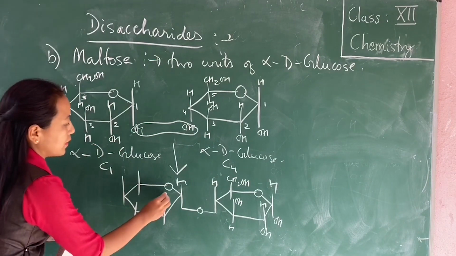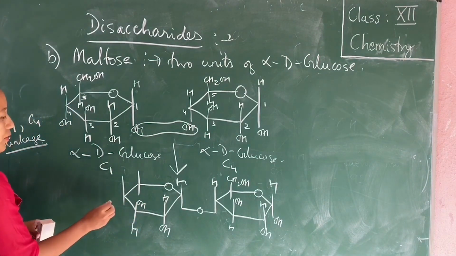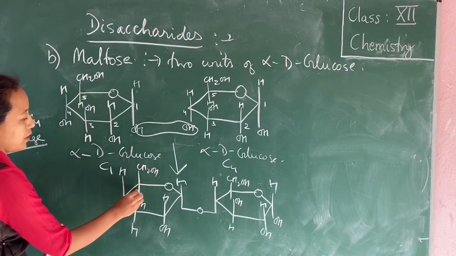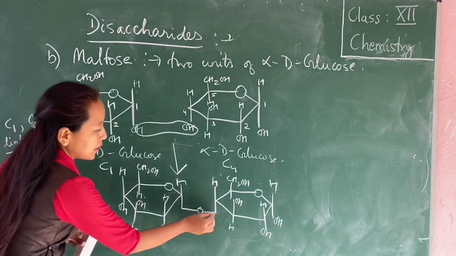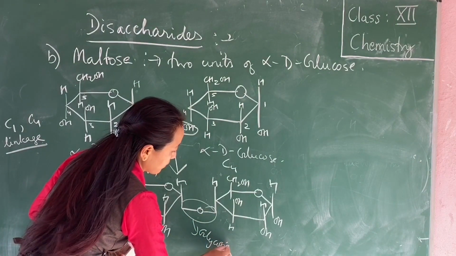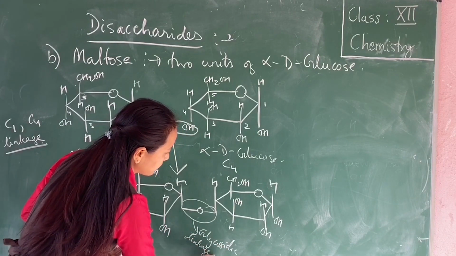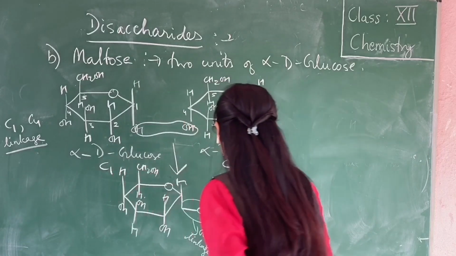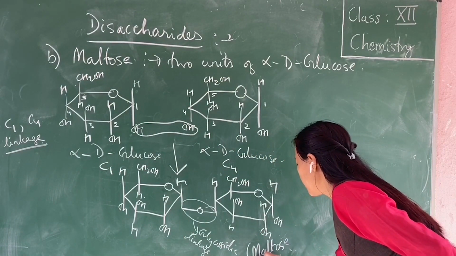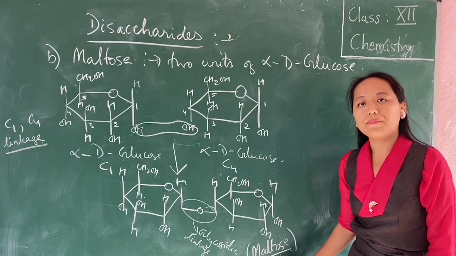everything that is written, OH, H, and then you have OH, H, CH2OH, and then H. Now this linkage is called a glycosidic linkage. And this is maltose. 2 alpha-D-glucose units join together to form maltose.